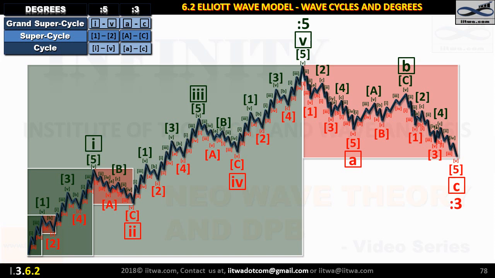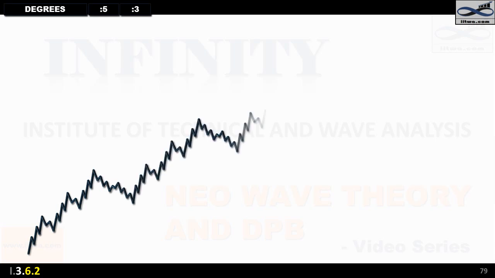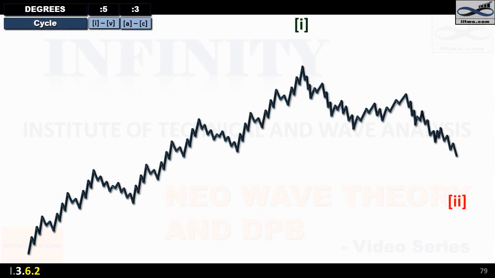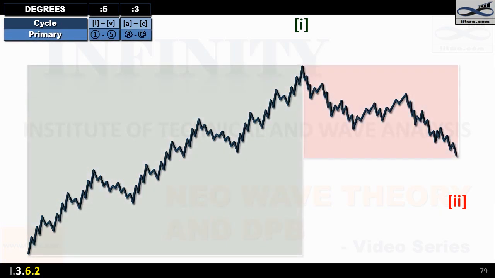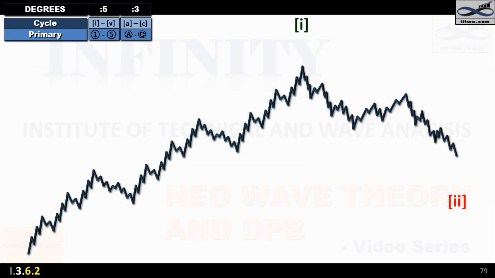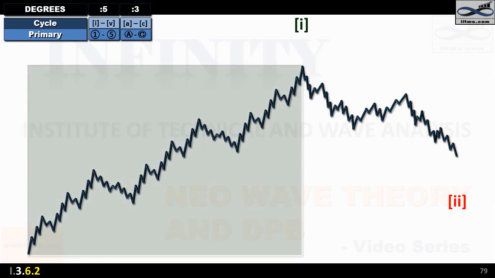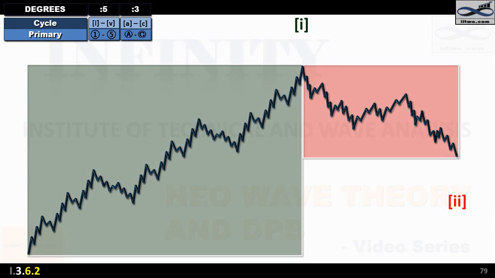Let us explore this cycle degree waves and see the structure inside it. Guys, you can see a similar structure present inside. Cycle degree waves are constructed by one-level smaller degree waves called primary degree. These primary degree waves make a wave cycle of primary degree, which is composed of impulsive and corrective phases.